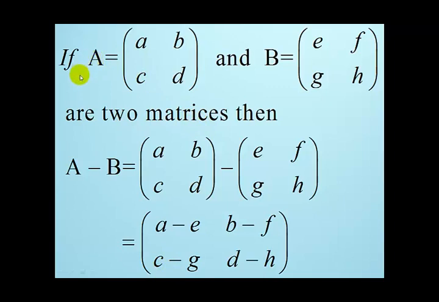Now we look at subtraction. Subtraction goes the same way the addition goes. If A equals [a, b; c, d], and B equals [e, f; g, h], if these are two matrices, then A minus B is equal to [a, b; c, d] minus [e, f; g, h]. How do we subtract? We have a minus e, we have b minus f, we have c minus g, and we have d minus h. That is how we subtract matrices.